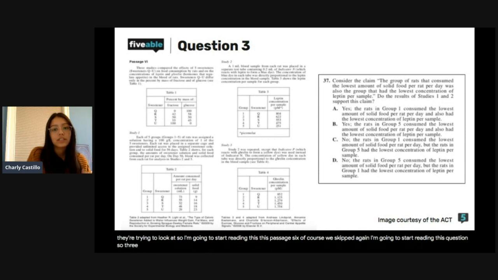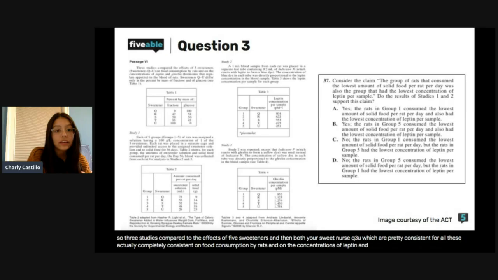So 3 studies compared the effects of 5 sweeteners, and those are sweeteners Q through U, which are pretty consistent for all of these, actually completely consistent, on food consumption by rats and on the concentrations of leptin and ghrelin.